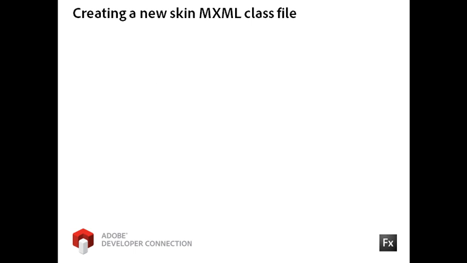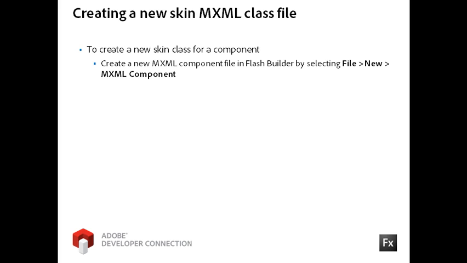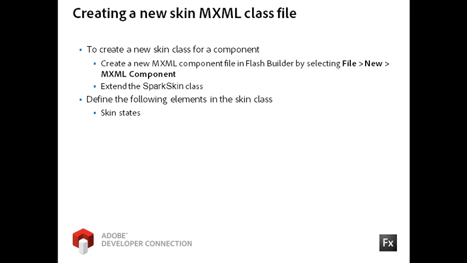You create a skin class by creating an MXML file by hand or using the File New MXML Component wizard in Flash Builder. Usually you will extend the Spark skin class rather than the skin class in order to take advantage of the Spark look and feel. You first define all the states of a skin. By default, you will define a normal and disabled state, but you can create multiple states for your skin. You will learn how to create a skin for multiple button states in a later video.